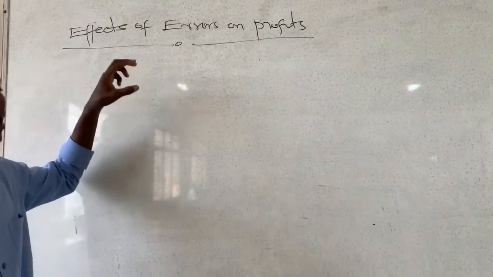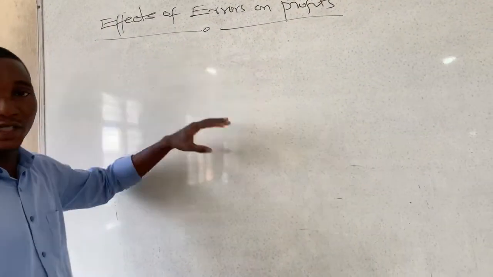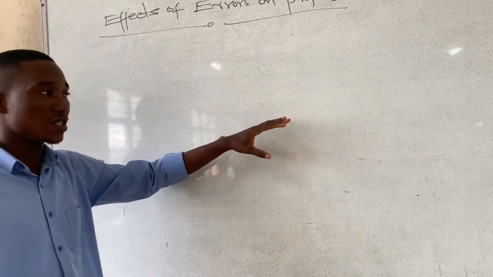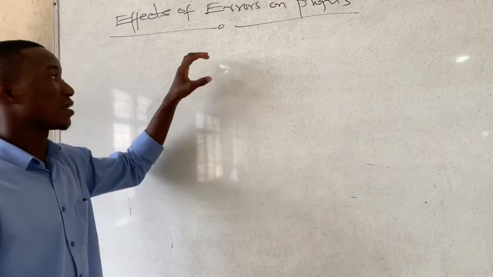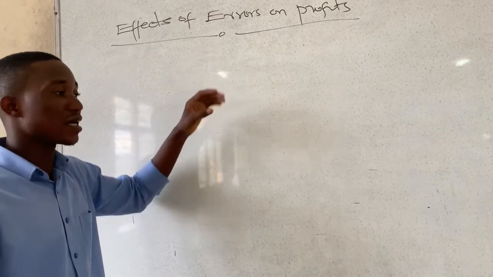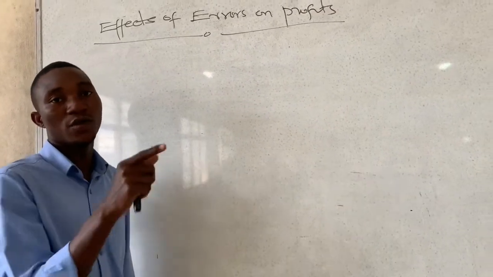And if there is an error in the trial balance, it means that, because we get information from the trial balance to prepare our income statement to ascertain either our net profit or loss, if there is a mistake in the trial balance, it means that the profit that we are going to ascertain in the income statement will be wrong.